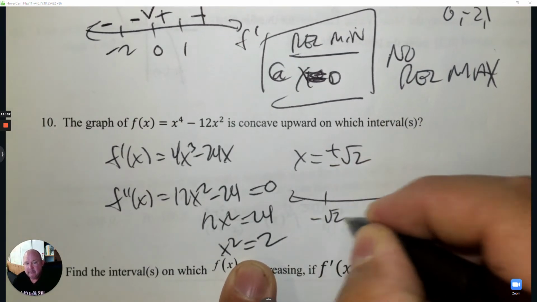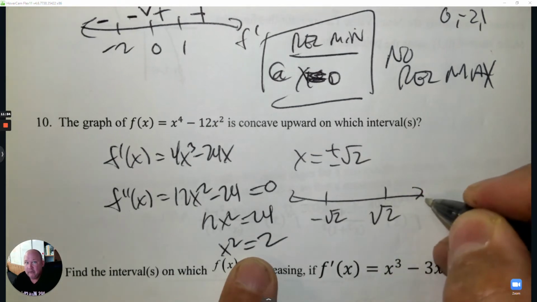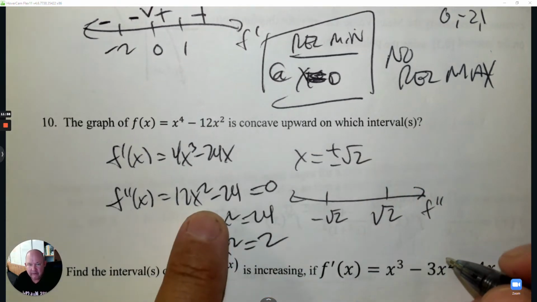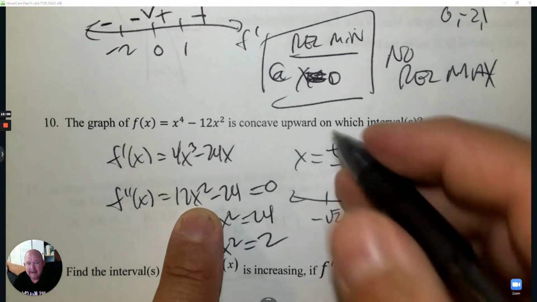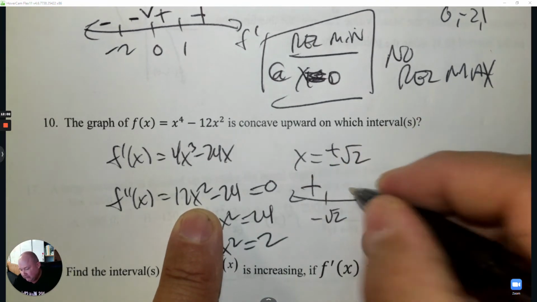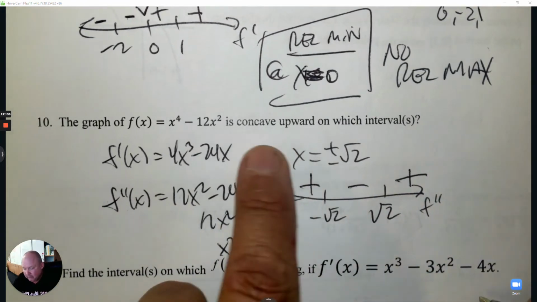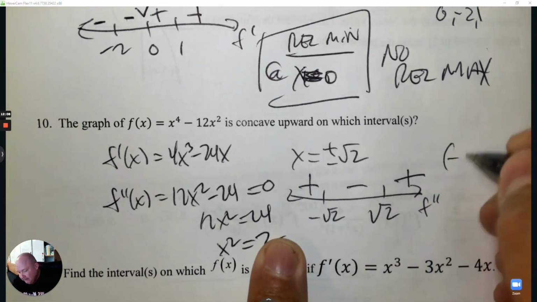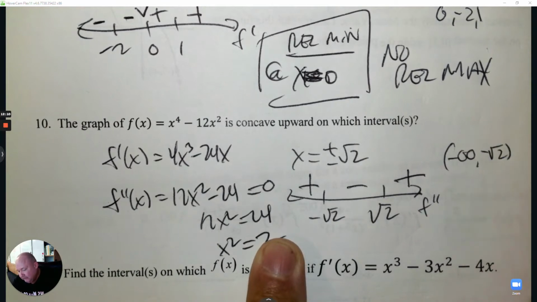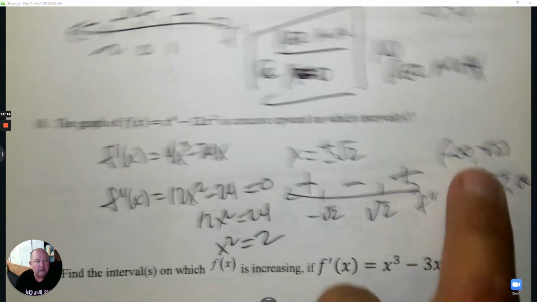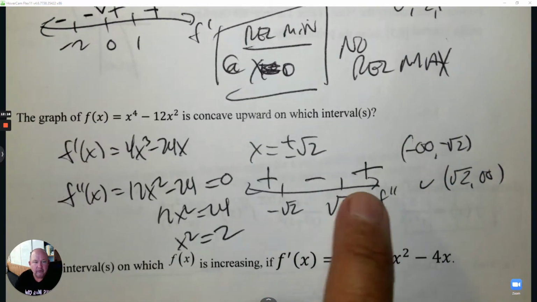So we're going to draw a number line for positive and negative root 2. Second derivative, so we plug into the second derivative. So if I plug in negative 3, or if I plug in 0, or if I plug in positive 3, those are the signs. And so it's concave up from negative infinity to negative root 2 and root 2 to infinity. So there are two intervals where it's concave up.